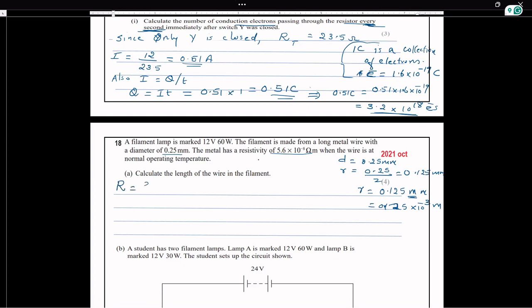Now we have the relation resistance R equals rho L over A. See, length you have to calculate. Area we can calculate because radius is known, but the resistance? See, here it is given, it's a lamp with 12 volt 60 watts. That means the voltage is 12 and the power is 60. Therefore, we can calculate the resistance.